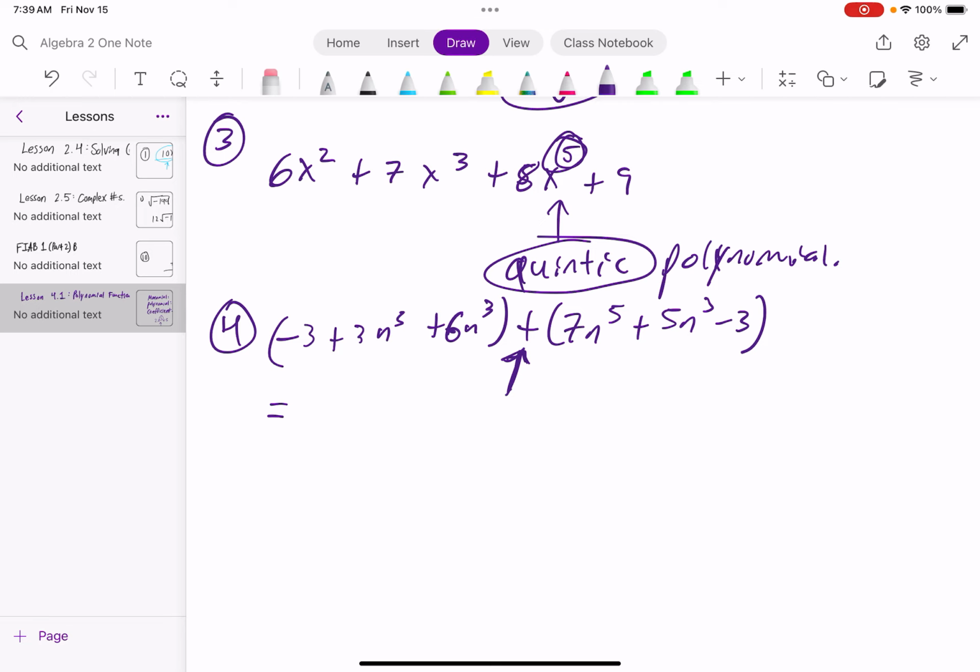Which ones are the like terms? Well, we have, let's start with the, in standard form, right? Highest degree here.